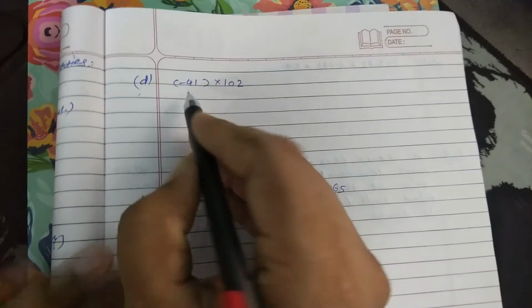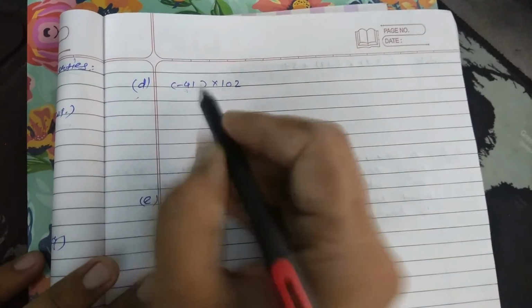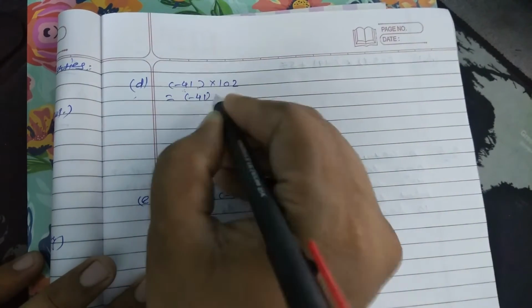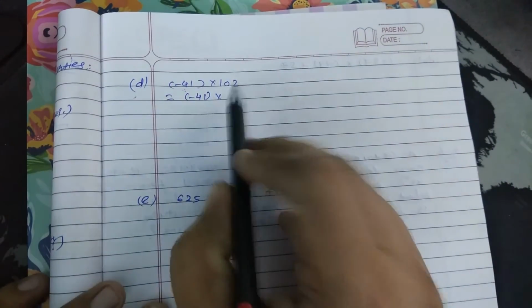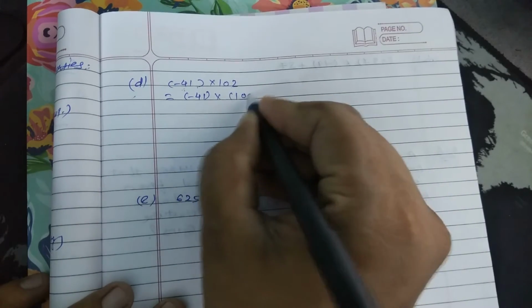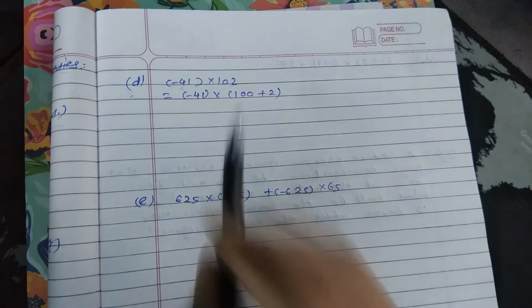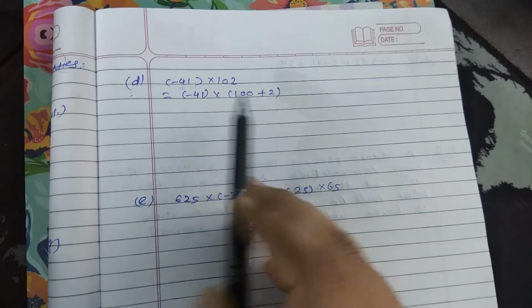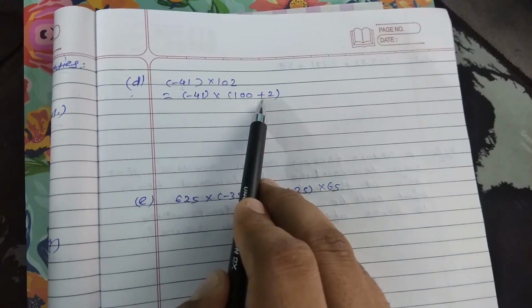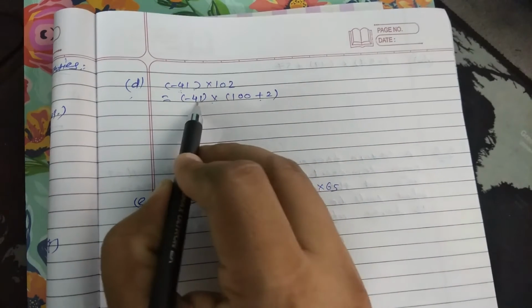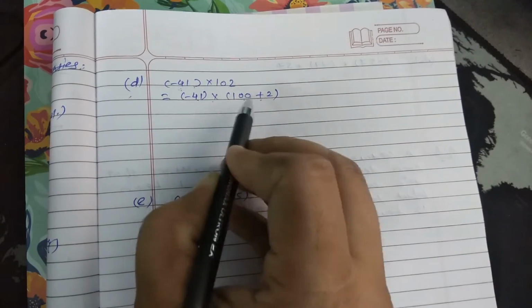Next, sum D: minus 41 multiplied by 102. To make this multiplication easier, we can write 102 as 100 plus 2, right? Now we have three integers, multiplication and then addition. So here we will use distributivity of multiplication over addition, that is, minus 41 will multiply with 100 plus minus 41 will multiply with 2.